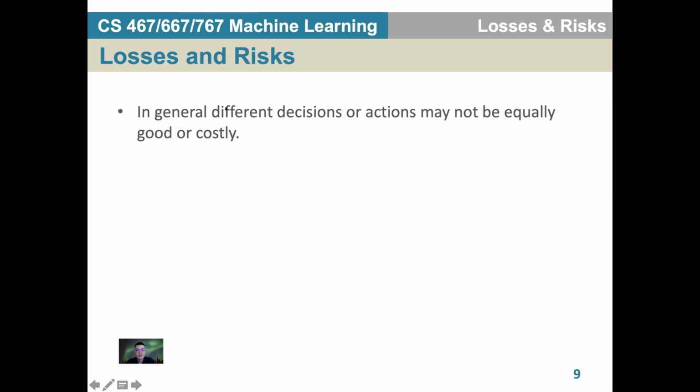So in general, different decision actions may not be equally good or important. So let's say we have different classes, right? And we also have different actions. So here's an example.